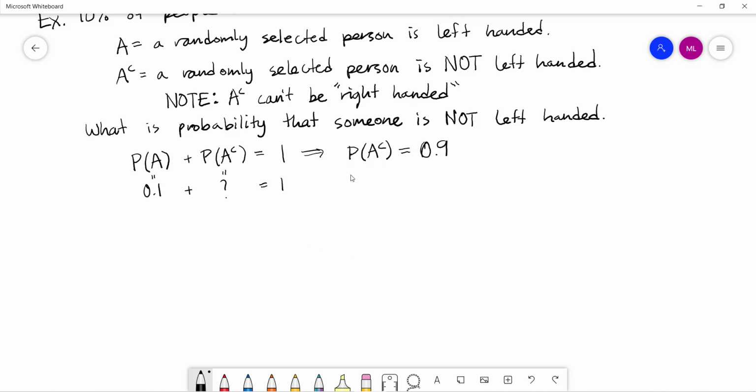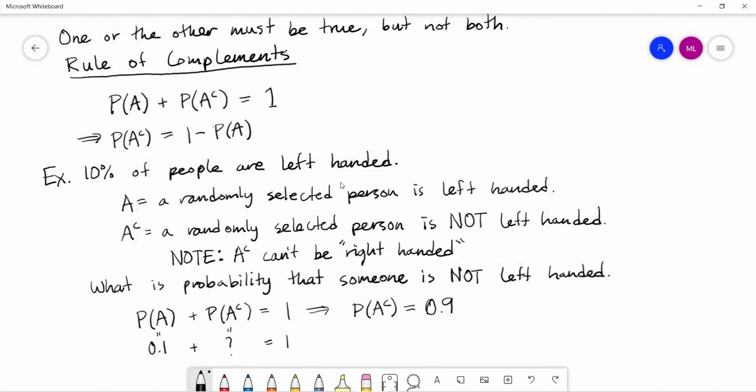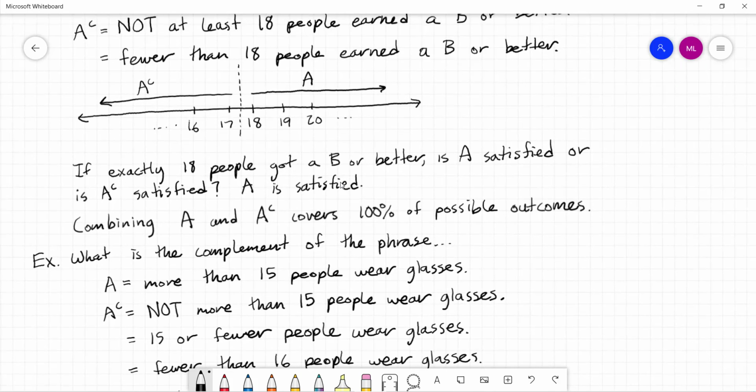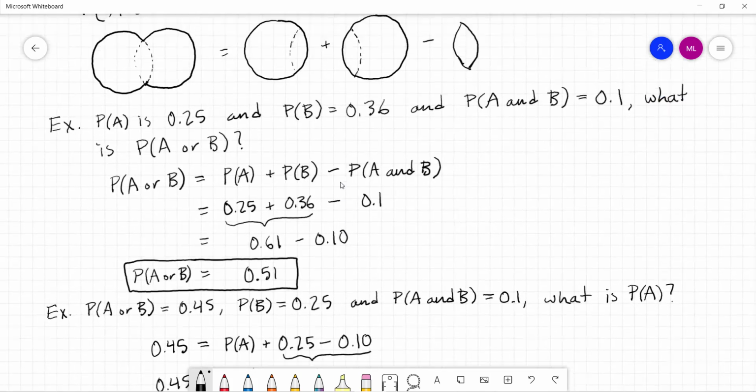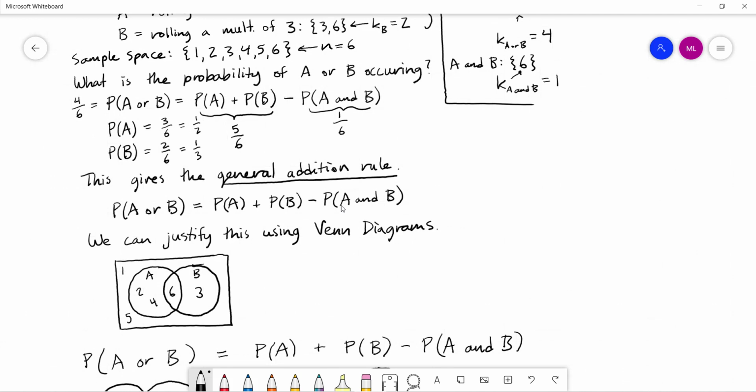This is how we can use the rule of complements, and it's also going to be a really useful tool going forward. We're not just learning this once and forgetting it. We're going to use the rule of complements a fair amount in some of the later sections of the semester. So keep this in mind. Here are our two main rules. We have the rule of complements. We have the general addition rule back up here. Both of these are going to be useful ideas, and they will show up again later on in the semester.